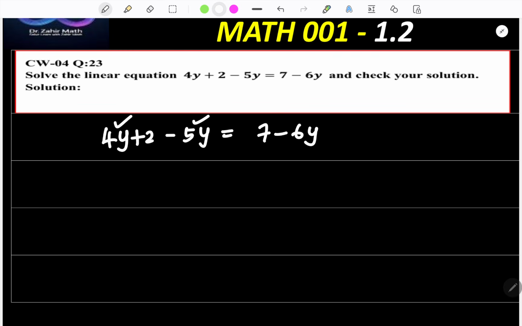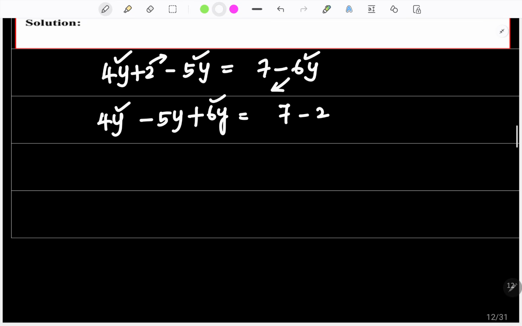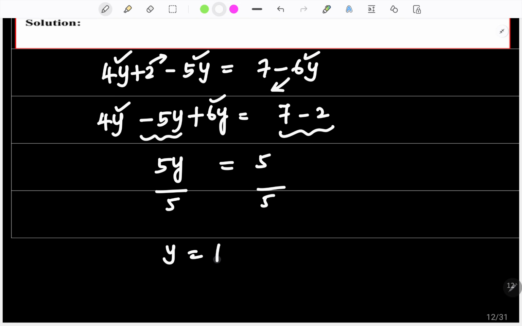Now the y terms should all be on one side. The 5y is already here, the negative 6y comes to this side, so it is plus 6y. The 7 is already here, the 2 goes to that side, so it is negative 2. So 4 plus 6 is 10, and 10 minus 5 is 5y, which is equal to 7 minus 2, which is 5. So divide by 5 on both sides. So y is equal to 1. Clear all of you?